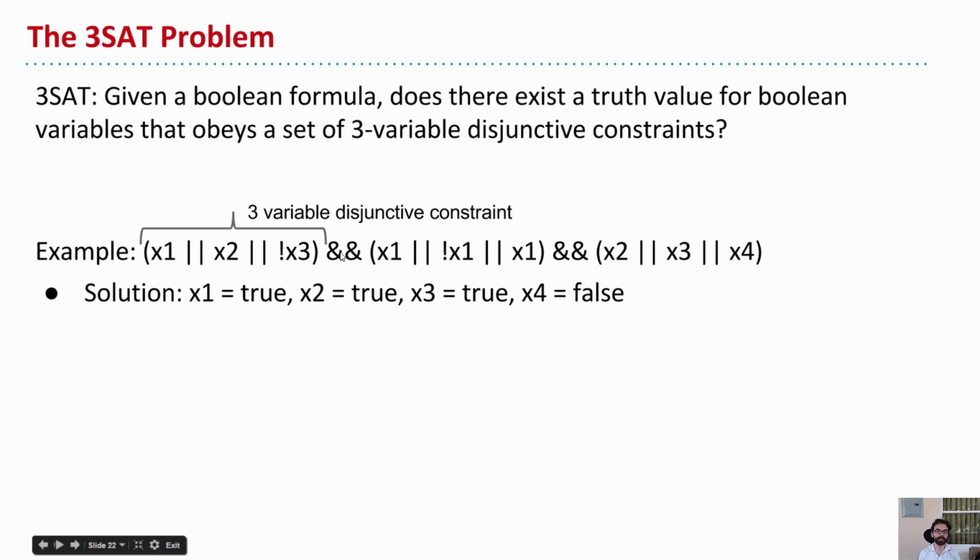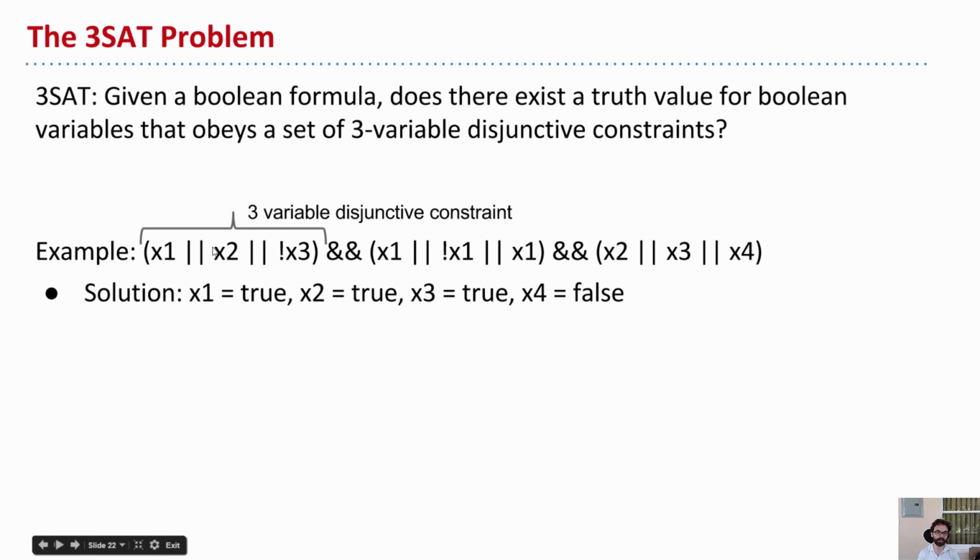And then in 3-SAT, there's a set of these constraints. They're constraints because they must all be true. So one constraint is that either x1 or x2 or not x3. Another constraint is either x1 or not x1 or x1. And I will note that this one's trivial, because no matter what, this one's always satisfied. It doesn't matter what x1 is. And then we have x2 or x3 or x4. So one particular solution for this set of three variable disjunctive constraints is x1 is true, x2 is true, x3 is true, and x4 is false.